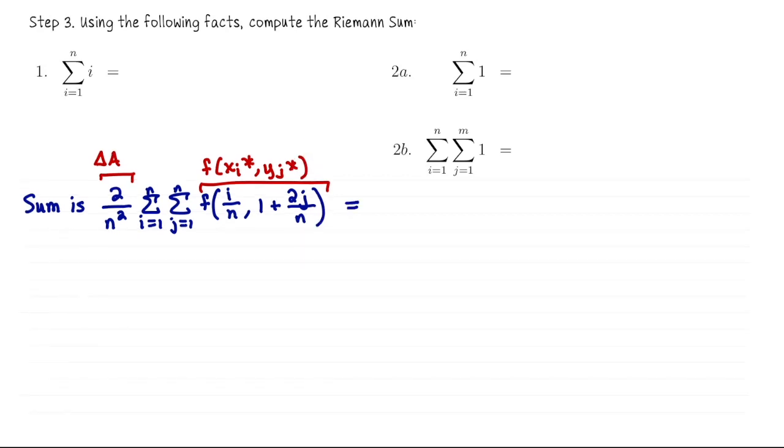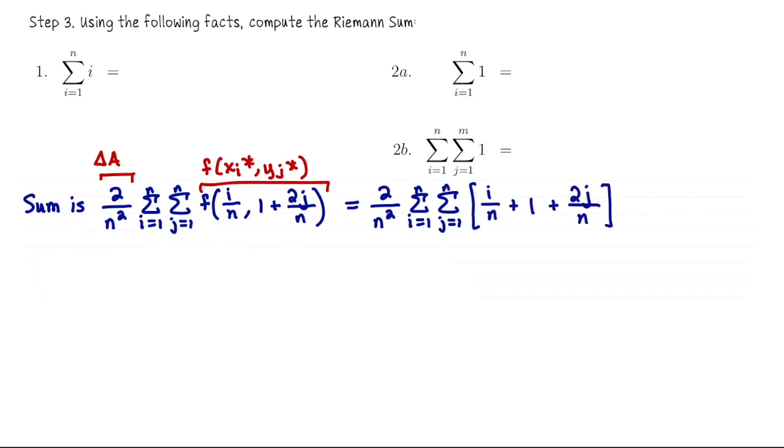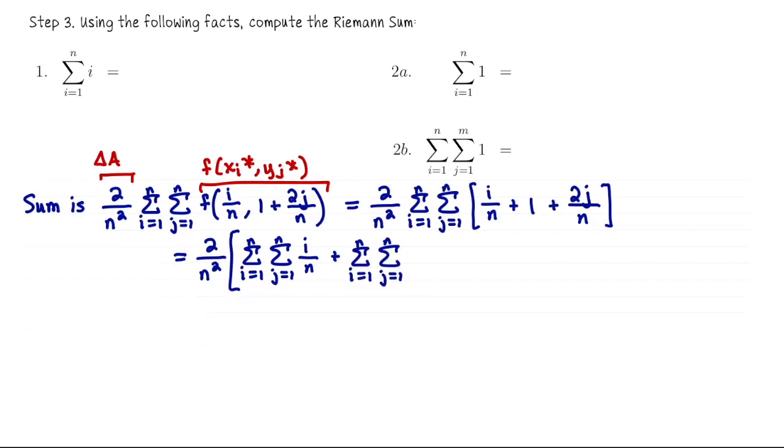Okay, 2 over n squared stays out front, so it's going to be 2 over n squared times the double sum of, and now let's plug these coordinates into the function. The function was f of x and y equals x plus y. So it's i over n plus 1 plus 2j over n. We can split this sum up into 3 individual sums. So leaving the 2 over n squared out front, we're going to have the double sum of i over n plus the double sum of 1 plus the double sum of 2j over n.